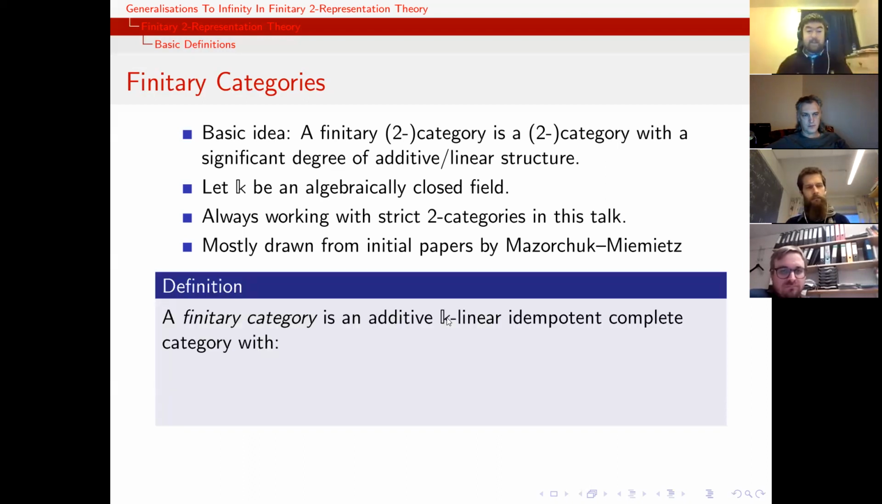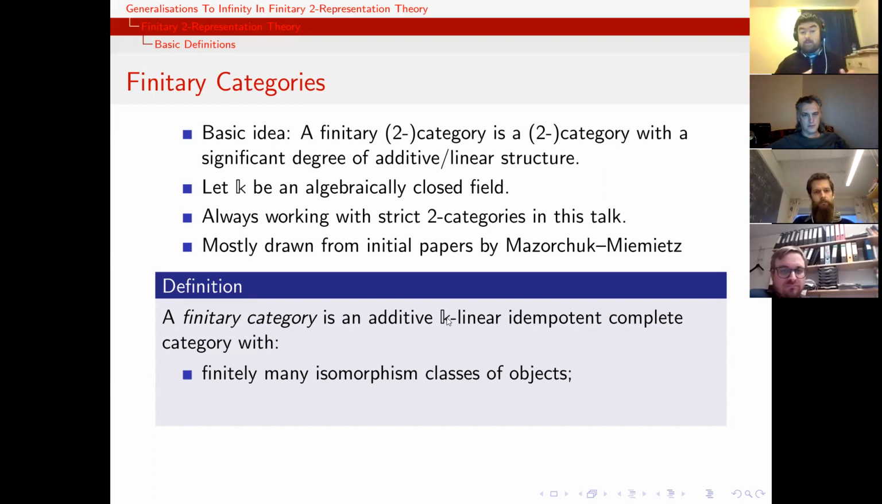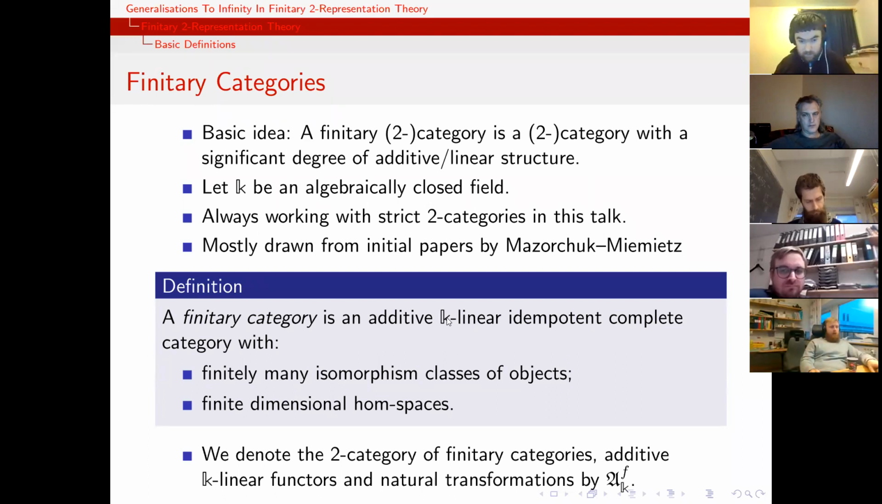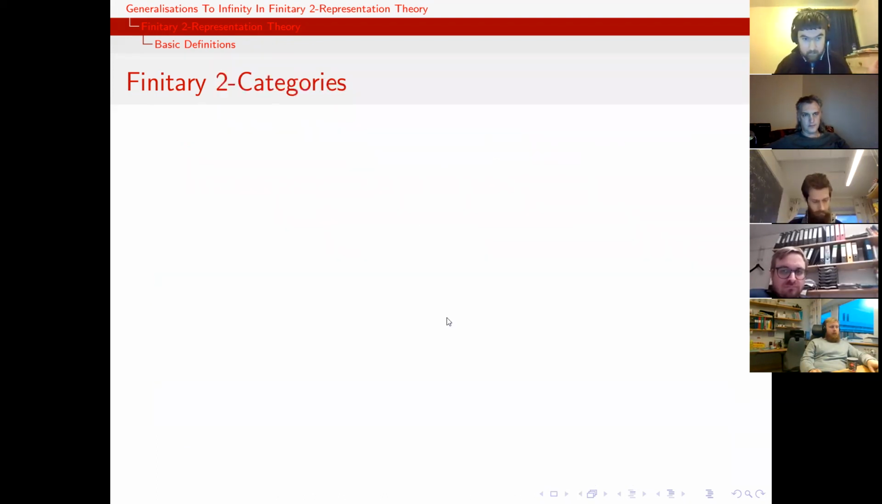So a finitary category is an additive, k-linear, idempotent complete category with finitely many isomorphism classes of objects and finite dimensional Hom spaces. And those will be two of the finiteness conditions we'll be coming back to in some fashion. And as a bit of notation, the two category of these with the relevant additive k-linear functors and natural transformations is denoted AFK. So we have the one category version.